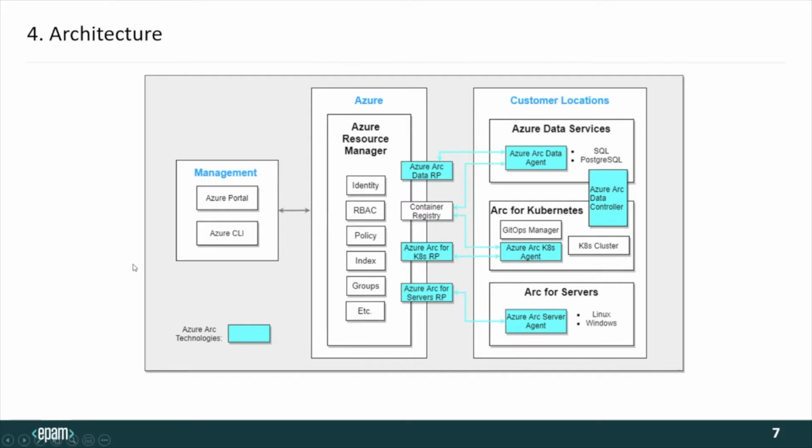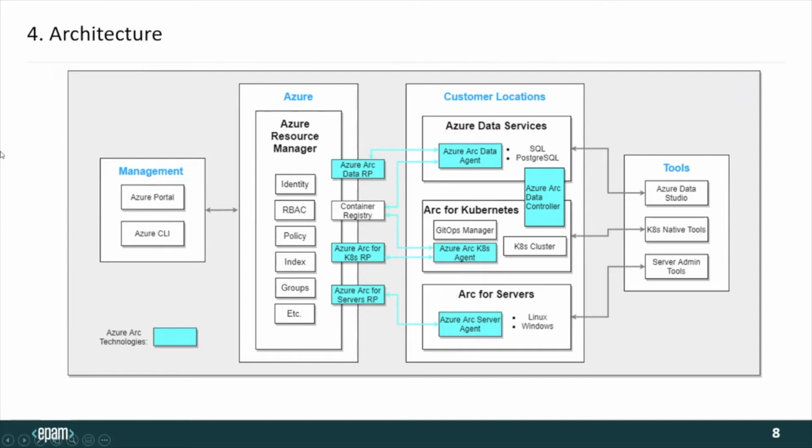Finally, at the right side, we can see that all of the common tools can be used to manipulate databases, Kubernetes, and server resources. Tools you can use: Azure Data Studio, MySQL, SQL Server Management Studio, a command line for manipulating Kubernetes, the same for Linux. You can RDP to Windows, SSH to Linux, and nothing special. Okay, let's move on.